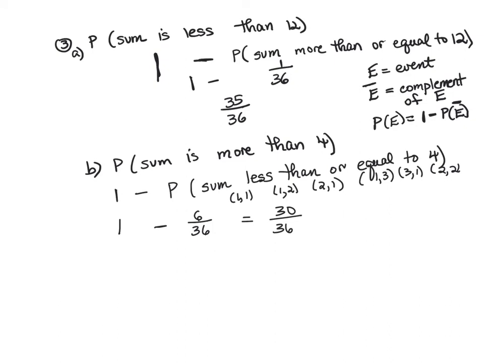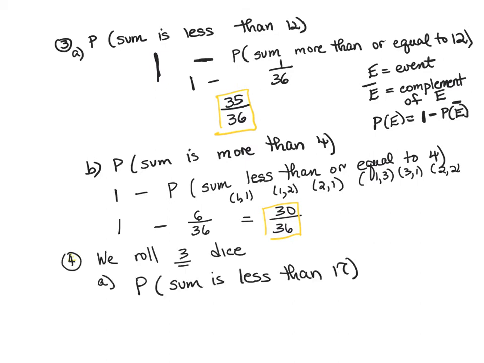Okay, so I've done it for you. The complement of a sum more than 4 is the sum less than or equal to 4. And those are pretty easy to list. 1,1; 1,2; 2,1; 1,3; 3,1; 2,2. And there are 6 possibilities there. So it's 1 minus 6 out of 36. So the answer is 30 out of 36. So I just wanted you to be aware that sometimes it's easier to look at the complementary event when finding a probability.